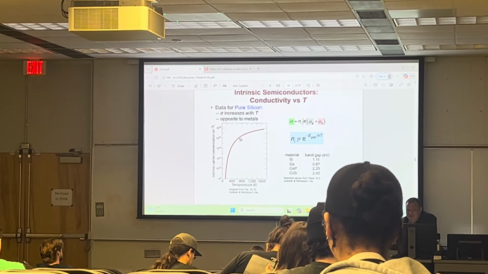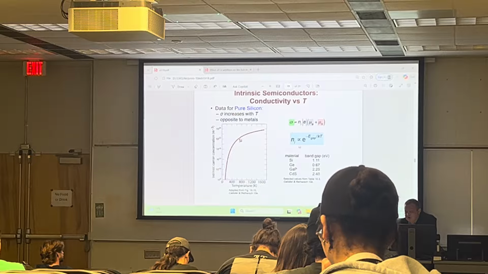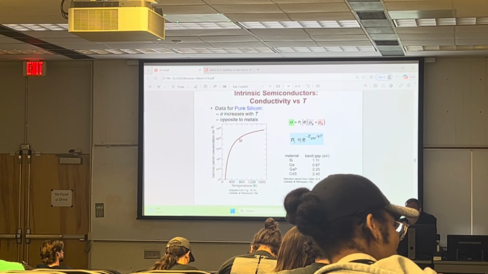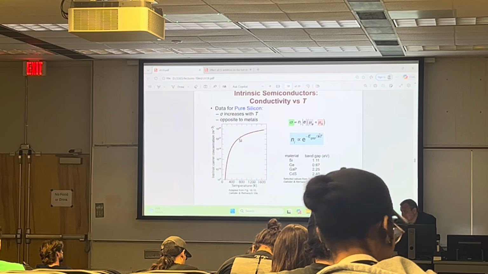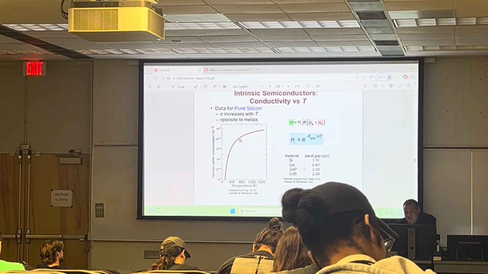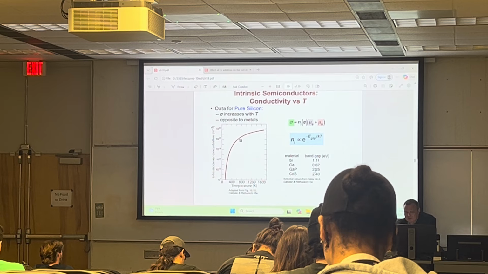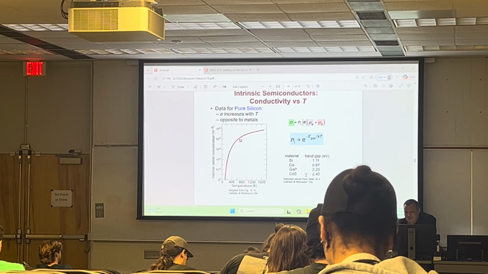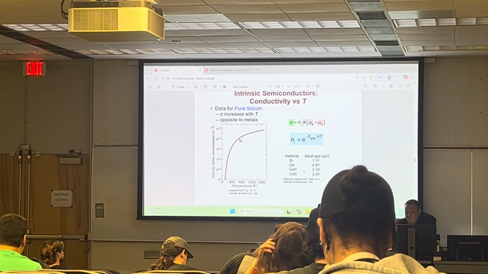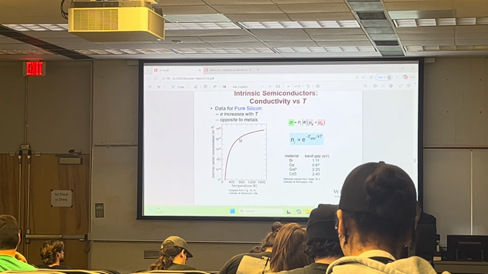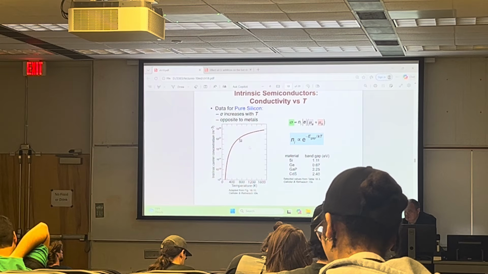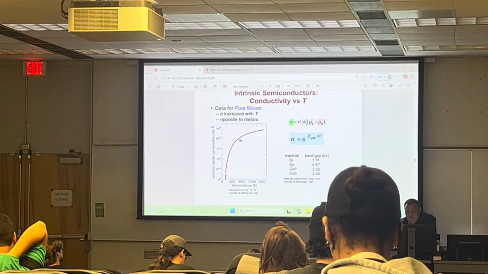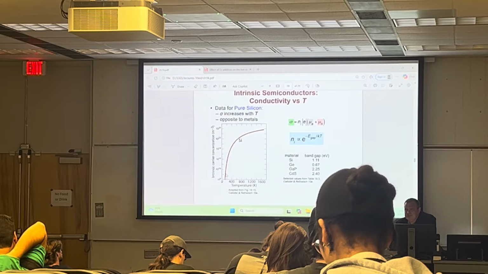And then we can calculate the number of carriers using that exponent minus E gap over kT. k is the Boltzmann constant, T is the temperature in Kelvin. And then for silicon, the band gap is 1.1, germanium is 0.6, gallium phosphide is 2.25, and cadmium sulfide is 2.4 eV. What is your practical range? Your device is working somewhere at room temperature, so how does this device even work?